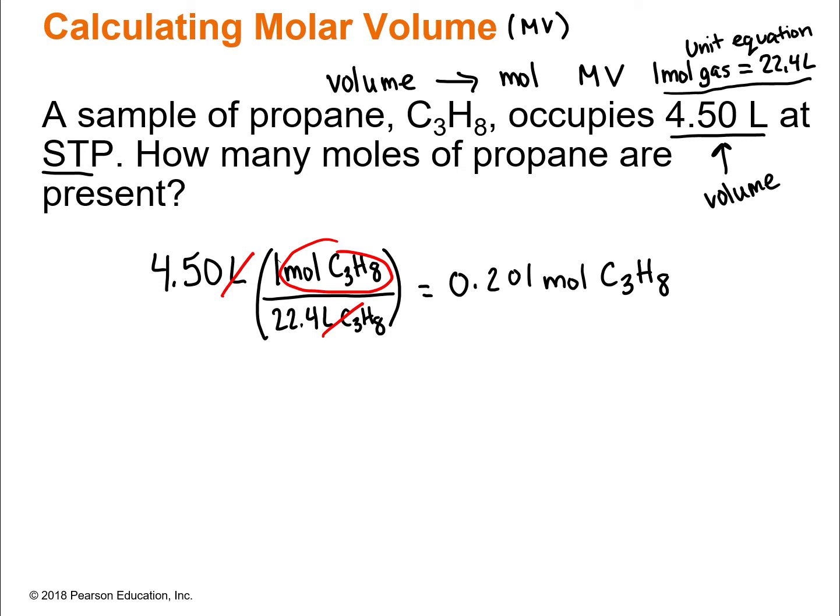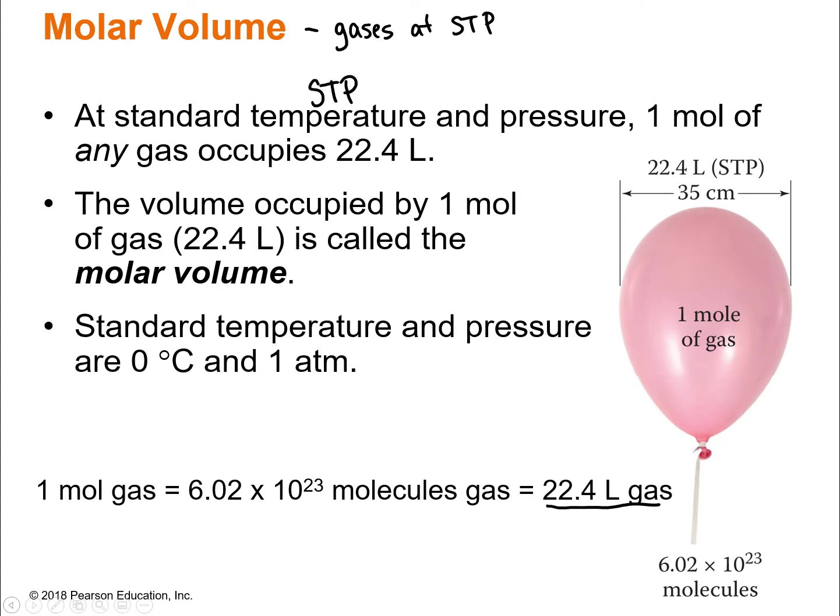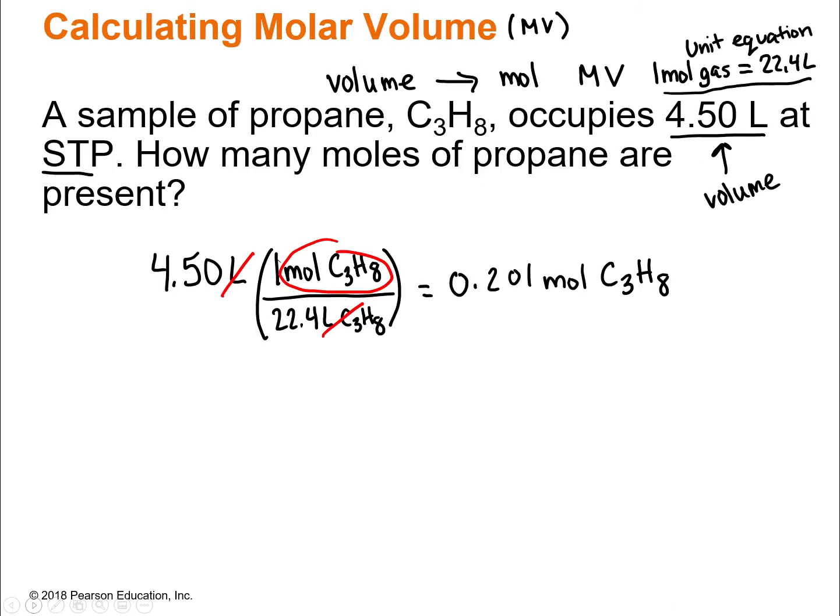We take those 4.50 liters. The 22.4 is an exact number. That is just a statement. So if I go back one more, we covered that here. The volume occupied by 1 mole of gas is 22.4 liters. Okay. So that's something else that you will have to know. You write your unit factor, making sure that you can cancel out those liters, and then you do the math.